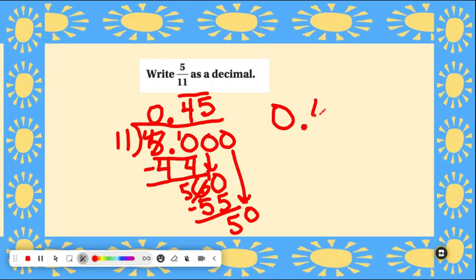So 0.45 and the bar notation goes over the 4 and the 5. It's going to be 0.45454545 if I kept continuing out this problem.